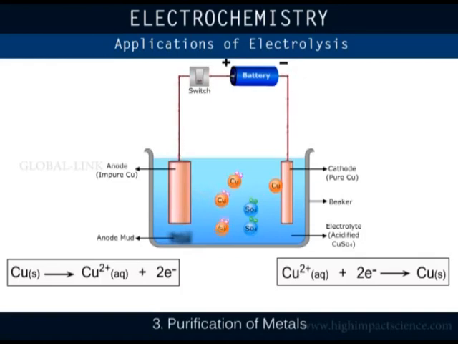The process continues. The anode loses mass and becomes thinner, and the cathode gains mass and becomes thicker. The impurities form below the anode and are collected as anode mud. Copper deposited on the cathode is pure copper.